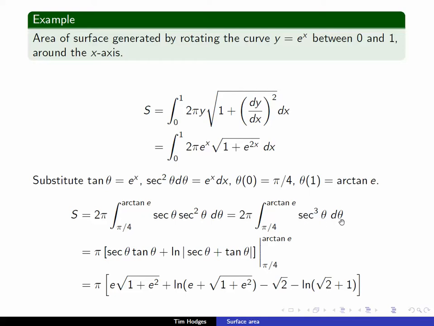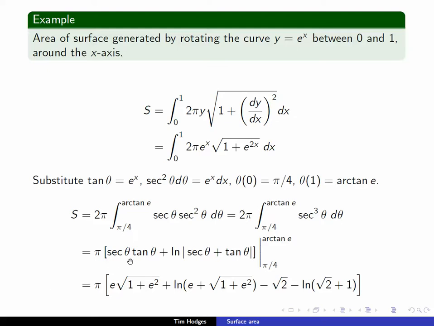And now we'll just recall what the antiderivative of secant cubed theta is. This is one of the classic integrals we considered when we were looking at trigonometric integration. So the integral of secant cubed theta is 1/2 secant theta tan theta plus log of secant theta plus tan theta. The 1/2 cancels out with the 2 at the front, just leaving us with pi times that quantity, which we need to evaluate between pi over 4 and arctan of e.